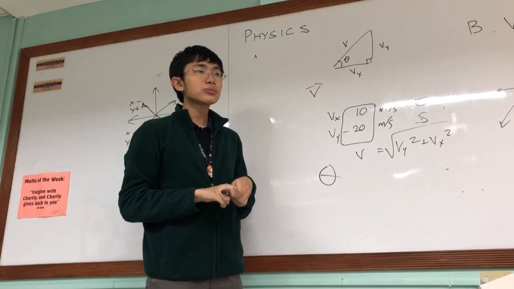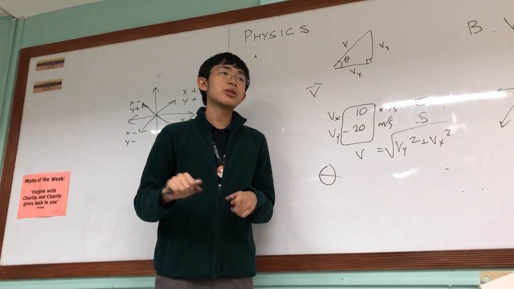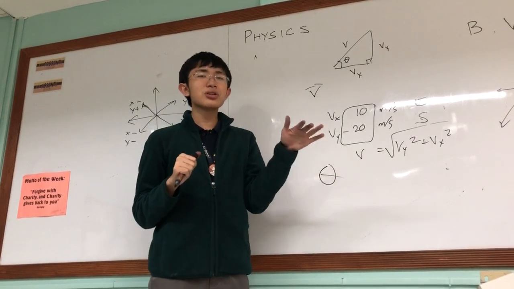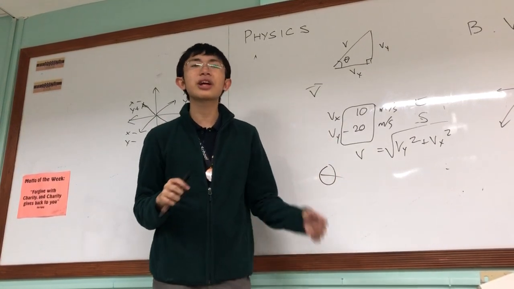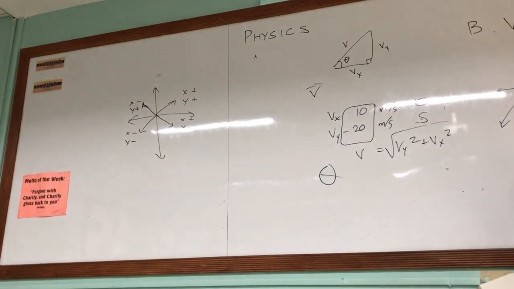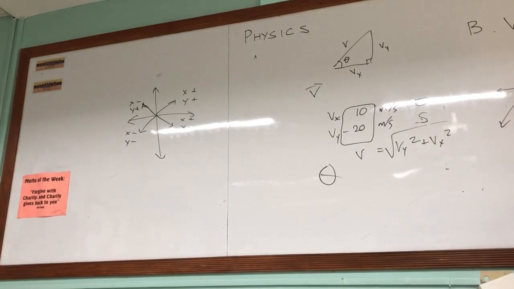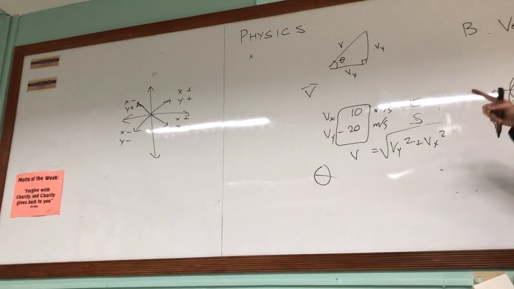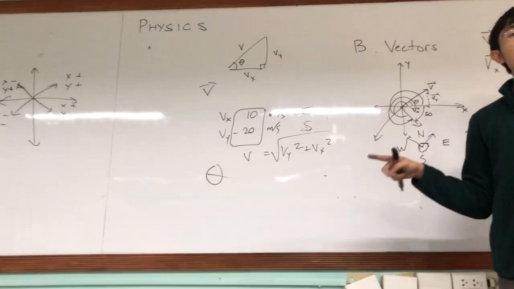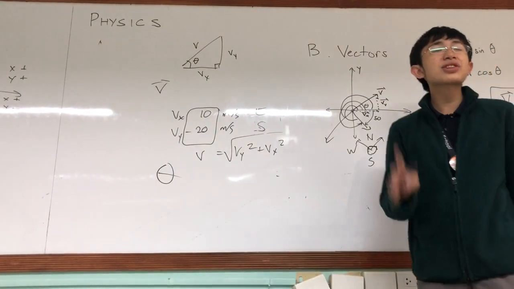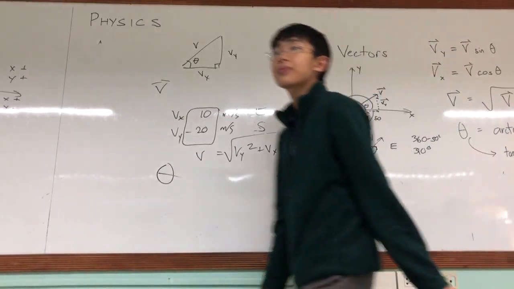If it's north or east, you can stick with positive. If it's south or west, it's negative. So northeast is positive, southwest is negative. Also, sometimes your y-axis might not be north and south. It might be up and down. Just to let you know, the y-axis can sometimes be up and down. Okay?